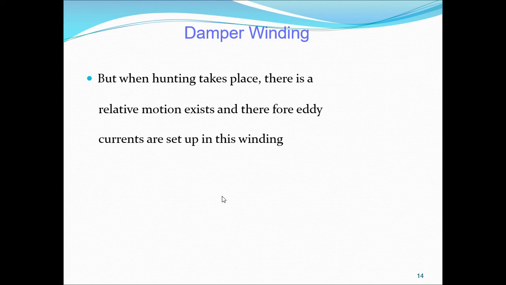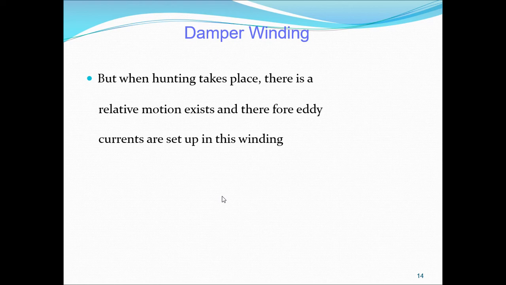So then what happened? The motor is not rotating at a synchronous speed. Then relative motion is produced. When relative motion is produced, then current is induced. But when hunting takes place, that is, fluctuation of the load suddenly increases and decreases, then the load angle or coupling angle also changes. Then what happened? Then torque changes and speed changes.